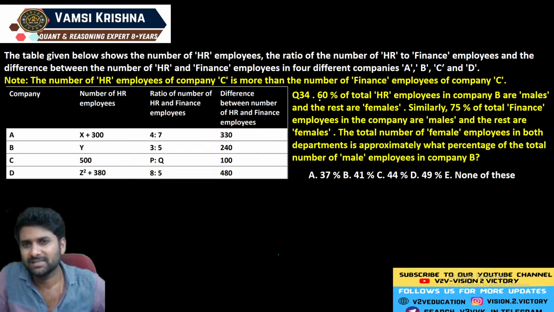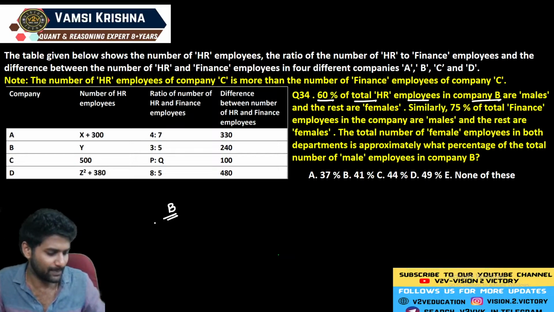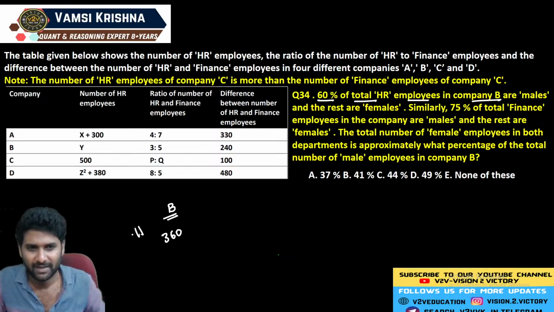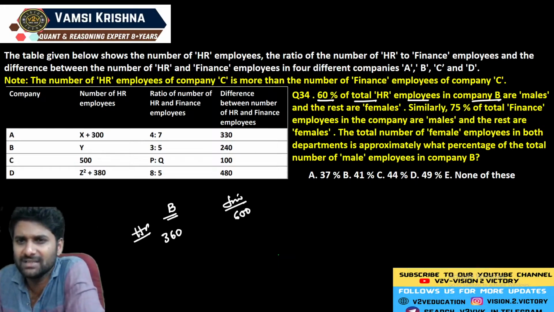Now see, 60 percent of total HR employees in company B. Guys, company B, how many HR employees are there? You have already done the calculation. Company B total number of HR is 360. If you want finance data, it is exactly equal to 600. Go through the calculation we already did earlier.